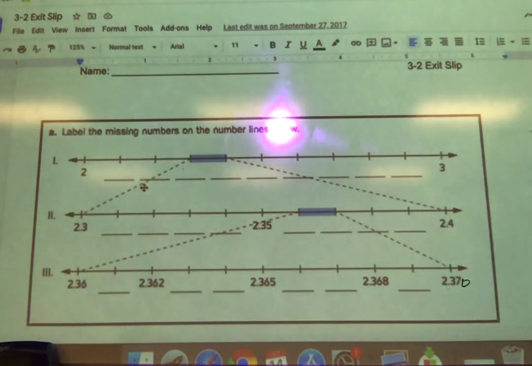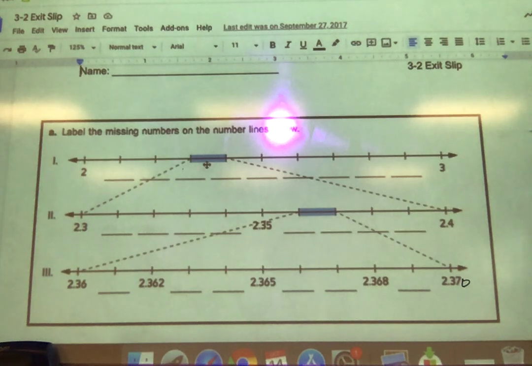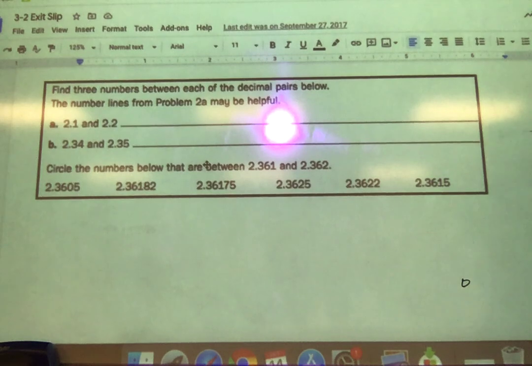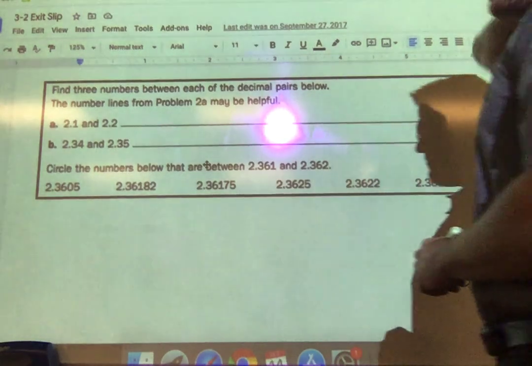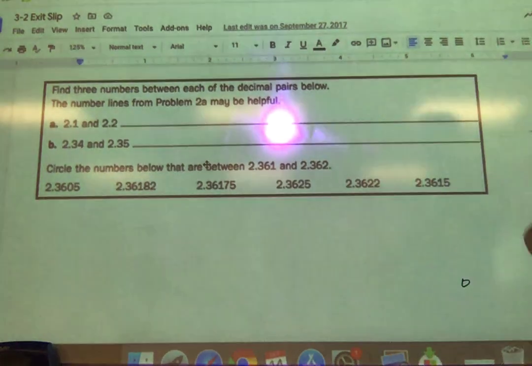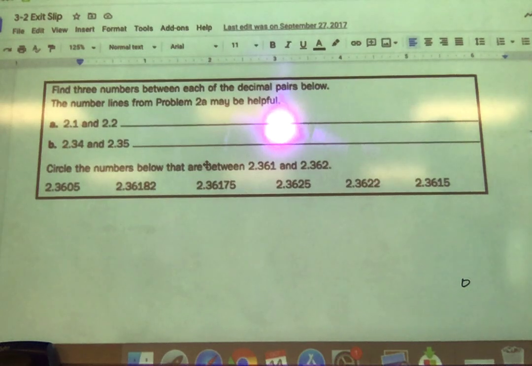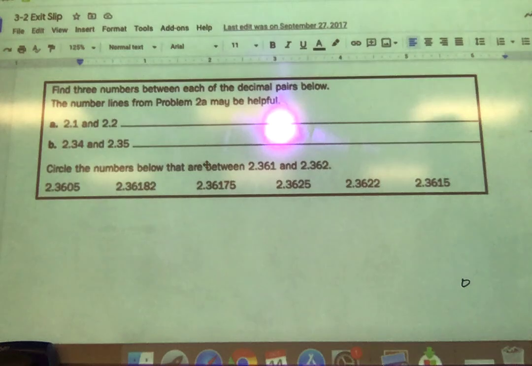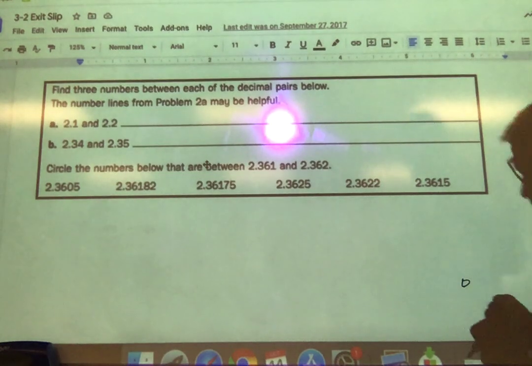And we're going to look at the second part and see if we can do this now without the number lines a little bit. Okay, so we're supposed to find numbers between numbers now. Okay, find 3 numbers between each of the decimal pairs. Okay, and if we did the pattern, we can learn from that pattern, or we could draw a picture again and zoom in if we needed to.